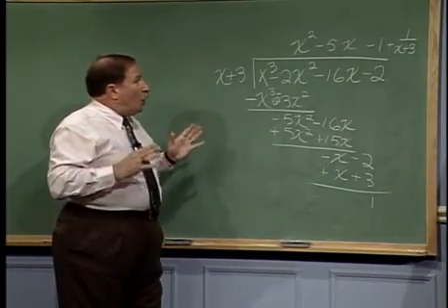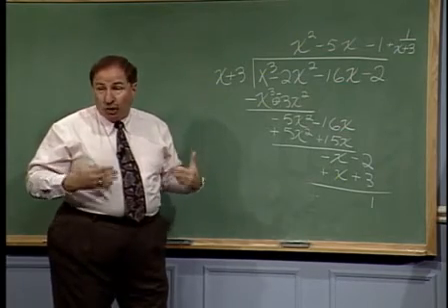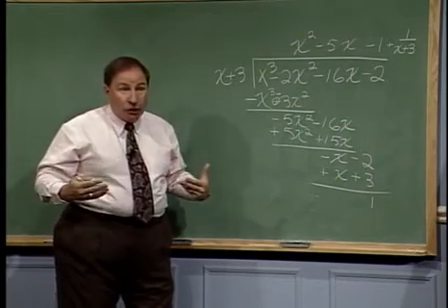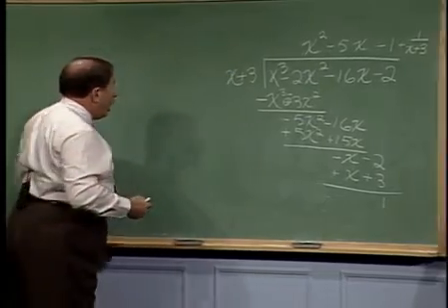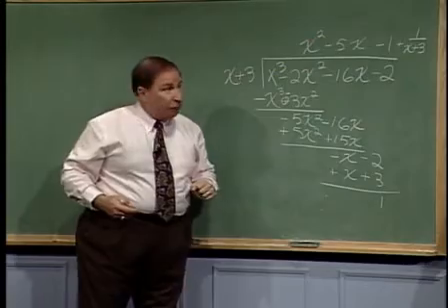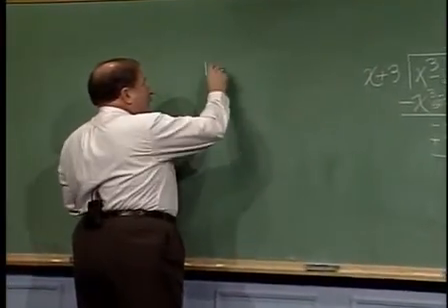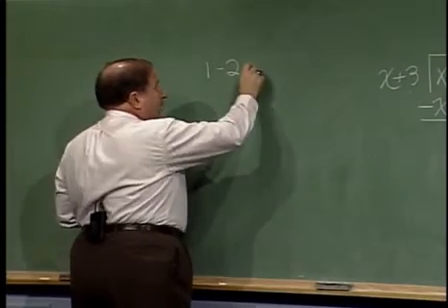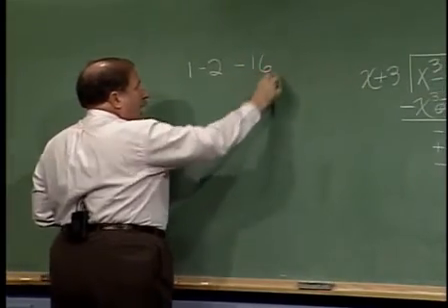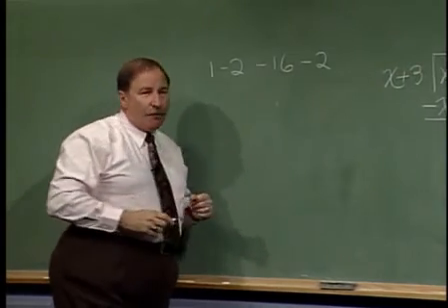So we don't need to worry about writing down the x cubes and x squareds. We're just going to write down the coefficient. So let's take the coefficients, I should say, of the number we're dividing into. That is, 1 is the x cubed coefficient, minus 2, minus 16, and minus 2. So we've written down the original problem's coefficients.